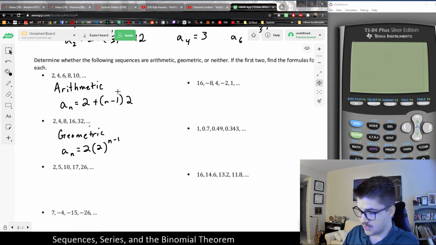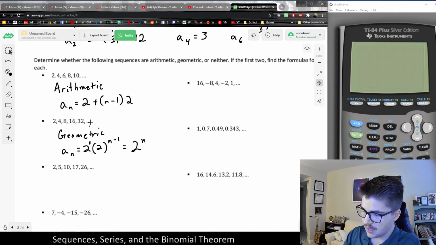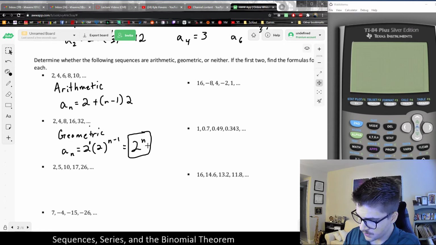Actually, we could even simplify that, because notice that both of those are 2, and we could look at the first one as 2 to the 1 power. Since it's the same base, we can add the exponents together. This would be 1 plus n minus 1, which would just be 2 to the n. And notice that this formula is an exponential function base 2, where it's just doubling, 2 to the n. Whereas this one was just 2 times n.